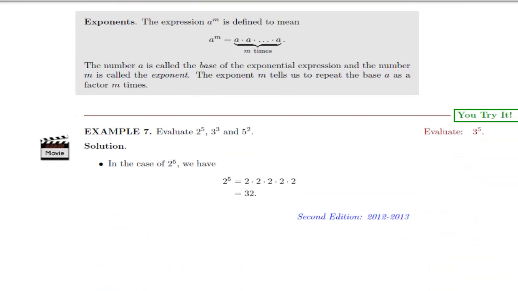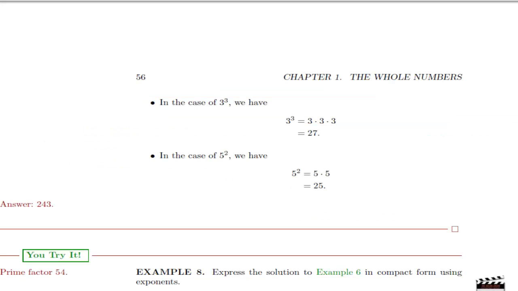Example 7. Evaluate 2 to the 5th, 3 to the 3rd, and 5 to the 2nd. Solution. In the case of 2 to the 5th, we have 2 to the 5th equals 2 times 2 times 2 times 2 times 2, 5 times, which equals 32. In the case of 3 to the 3rd, or 3 cubed, we have 3 times 3 times 3, 3 times, which equals 27. In the case of 5 to the 2nd, or 5 squared, we have 2 factors of 5, which is 25.